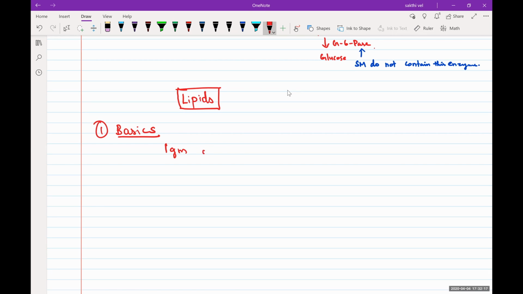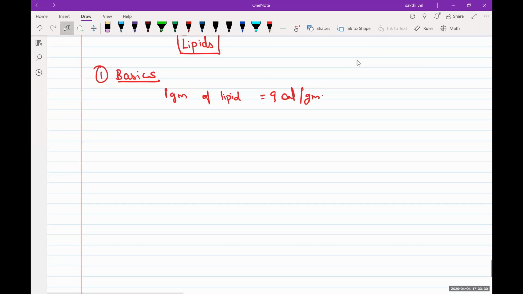So 1 gram of lipid yields how many calories of energy? First important MCQ. 1 gram of lipid yields approximately 9 calories of energy. So 9 calories per gram. Okay.